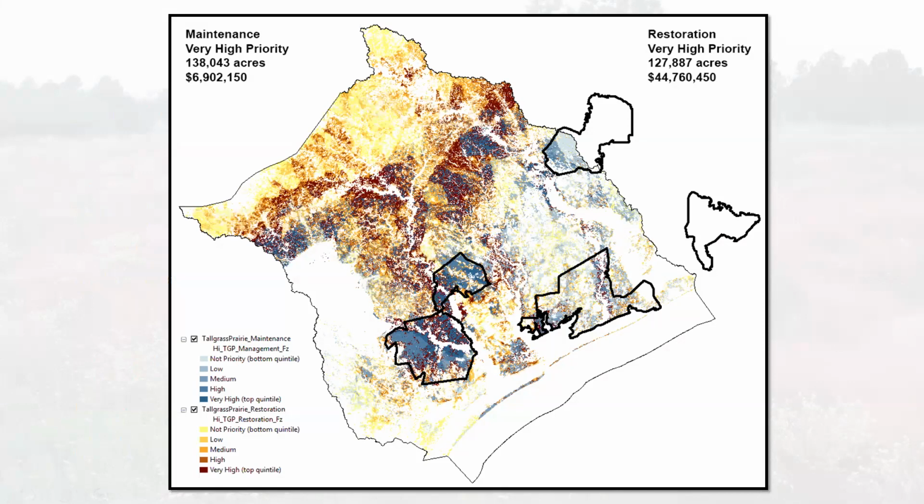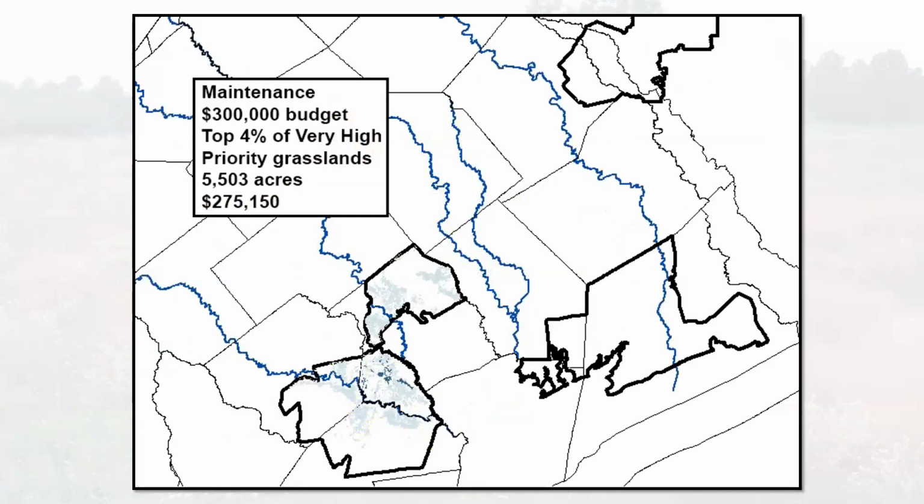But if we wanted to drill down and meet those budget specifications, what we end up with is that if you put all $300,000 to maintenance, you could maintain the top 4% of very high priority grasslands, or 5,500 acres, which are predominantly located within the northern reaches of the Goliad-Refugio Prairie down here. All of the very high priority grasslands for maintenance are shown in light blue, and the top 4% that we can actually afford to maintain on this budget are shown in dark blue here.